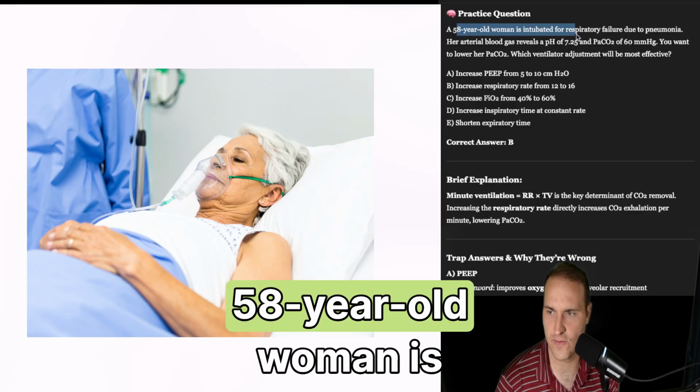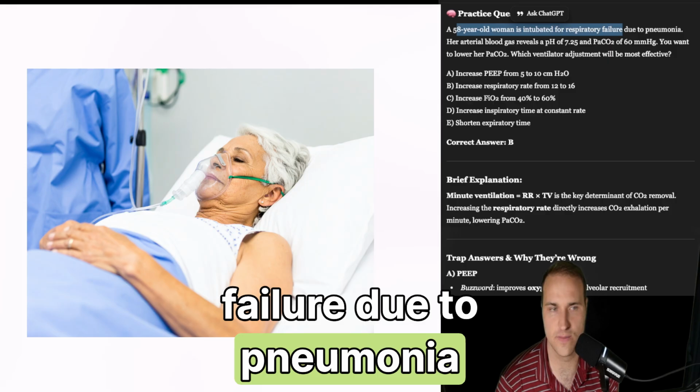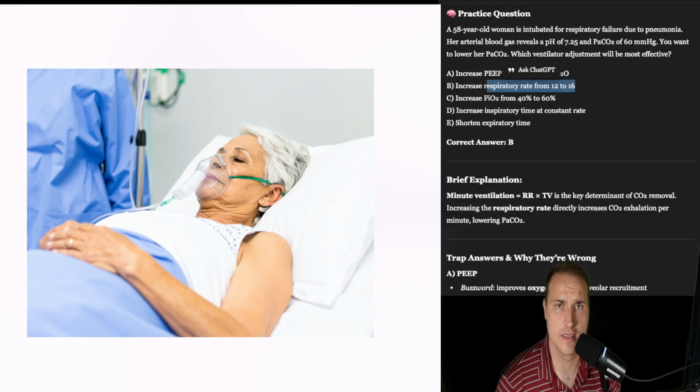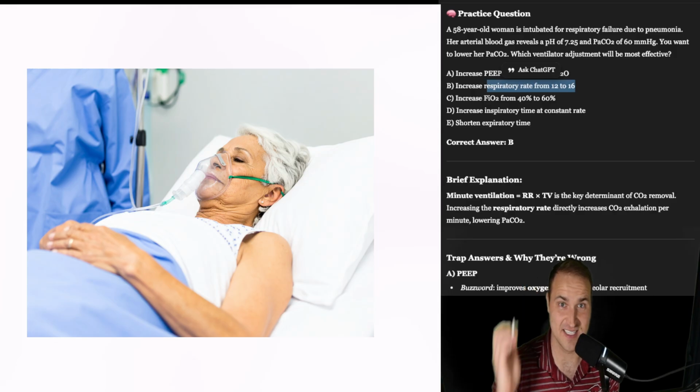Next question, a 58-year-old woman is intubated for respiratory failure due to pneumonia. Her arterial blood gas reveals pH of 7.25. You want to lower the PaCO2? What should you do? So basically, how do we adjust a ventilator to fix hypercapnia?